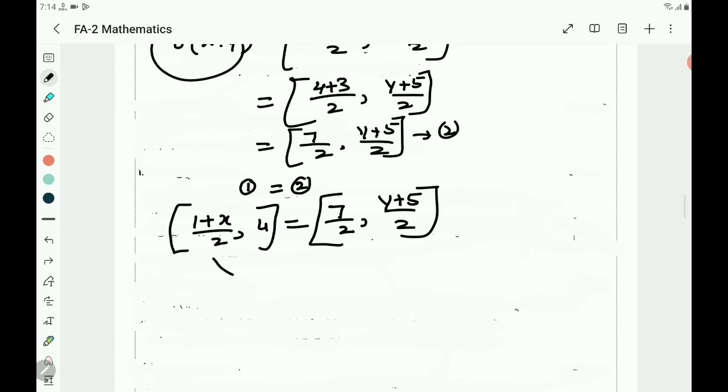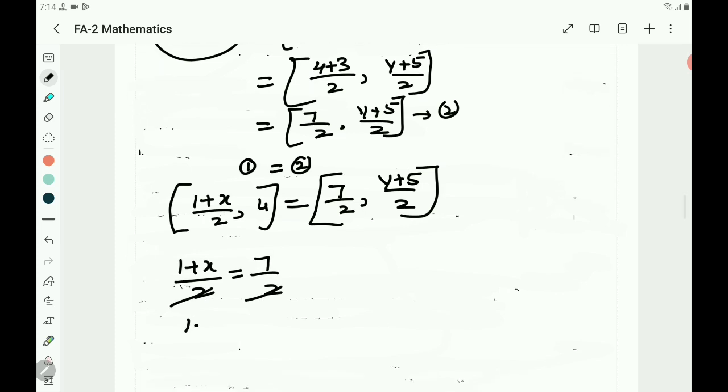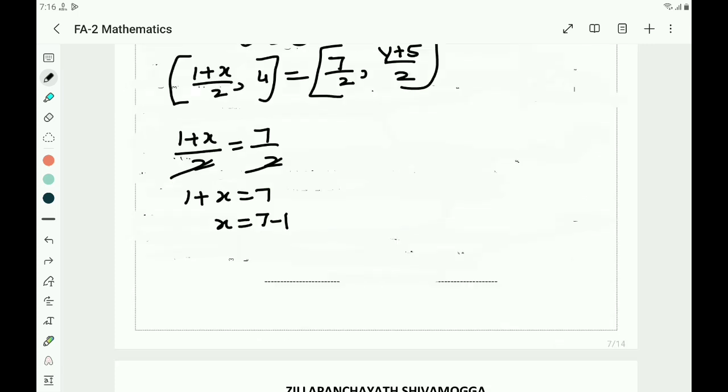Then you write these two are equal. First one is equal to first one. (1 plus x) by 2 equals 7 by 2. So you cancel this 2. You will get 1 plus x equals 7. So x equals what? 7 minus 1, and 7 minus 1 equals 6.